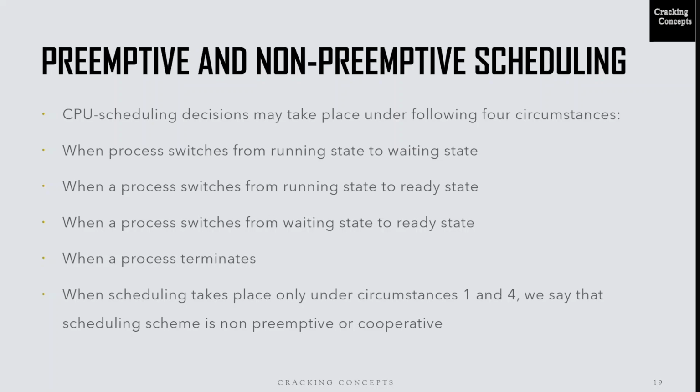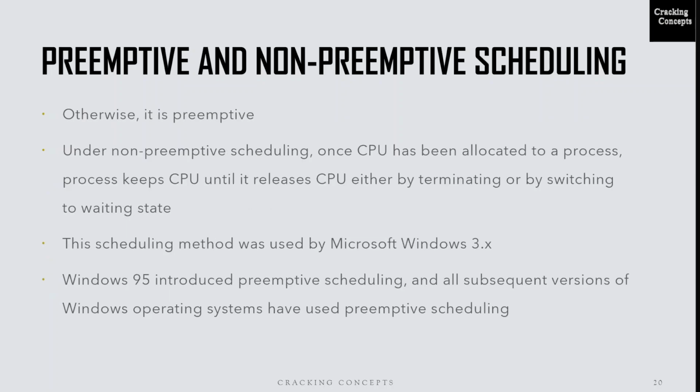For situations 1 and 4, there is no choice in terms of scheduling. A new process, if one exists in the ready queue, must be selected for execution. There is a choice, however, for situations 2 and 3. When scheduling takes place only under circumstances 1 and 4, we say that the scheduling scheme is non-preemptive or cooperative. Otherwise, it is preemptive. Under non-preemptive scheduling, once the CPU has been allocated to a process, the process keeps the CPU until it releases it either by terminating or by switching to the waiting state.